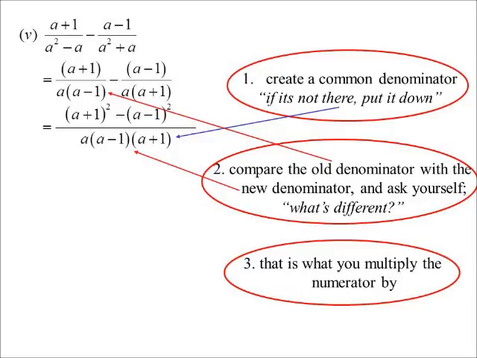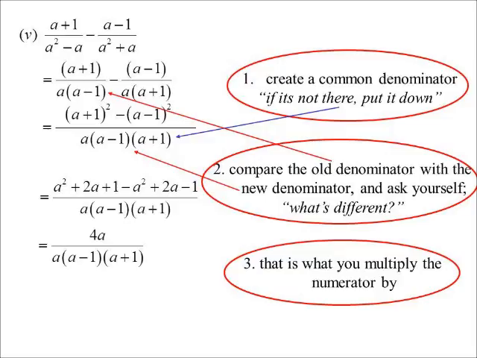Okay. It's a quick way of doing it. And there's a long way of doing it. The long way of doing it: expand the whole thing out on the top, collect like terms, and I just end up with 4a.